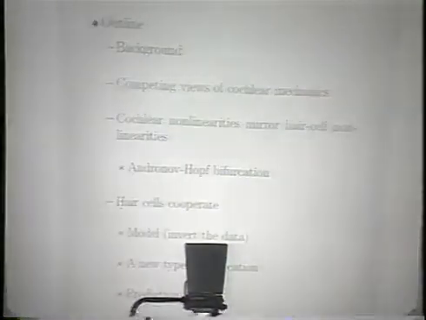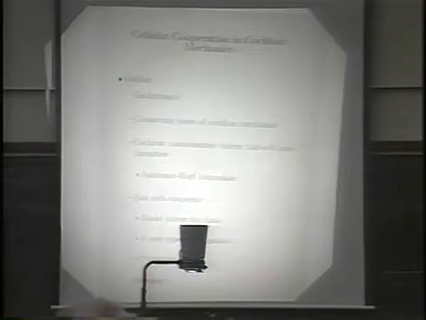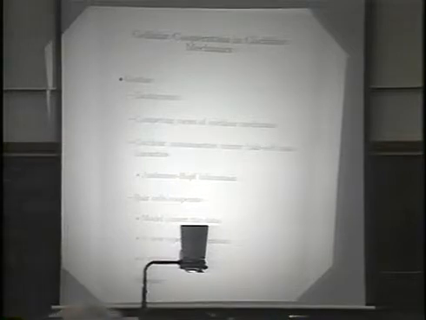So I'm going to begin by giving you a little background on the anatomy and physiology of the cochlea. Then we're going to talk about competing views of cochlear mechanics. The first and the most modern view is that the cochlear nonlinearities, the nonlinearities in the mechanical response of the cochlea, actually mirror the nonlinear response of its individual components, which presumably are the outer hair cells. And that will lead us into a discussion of the Hopf bifurcations.